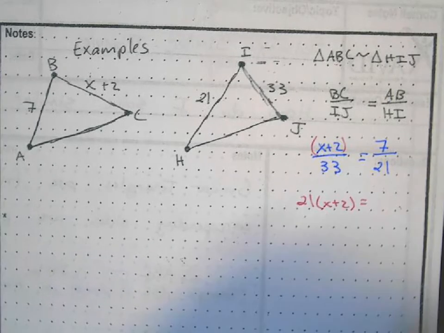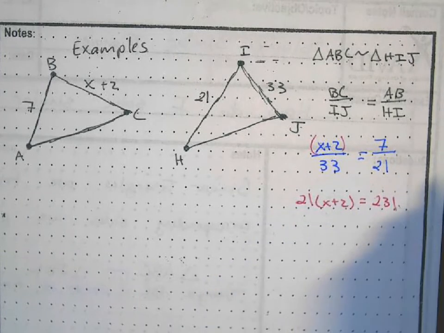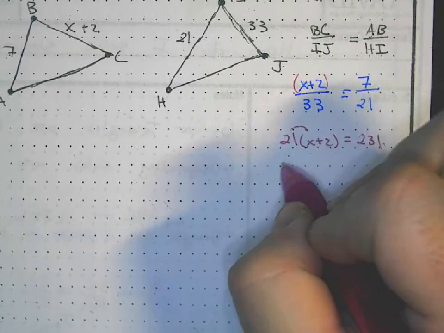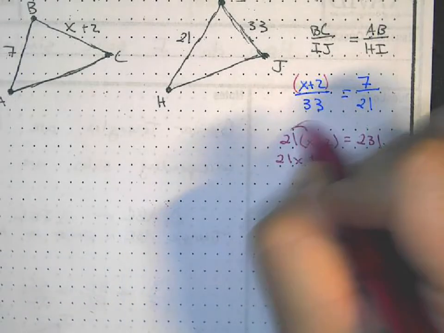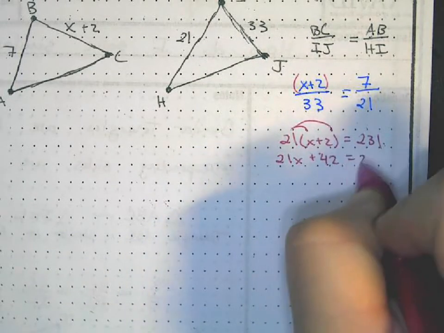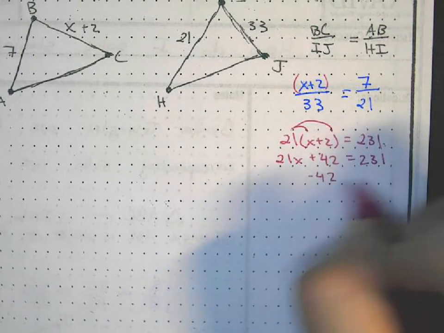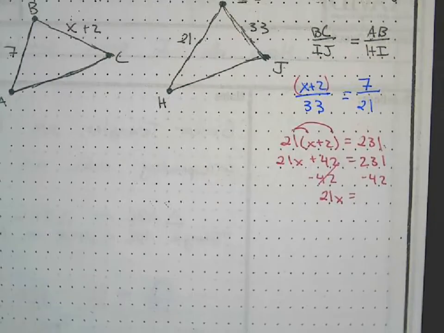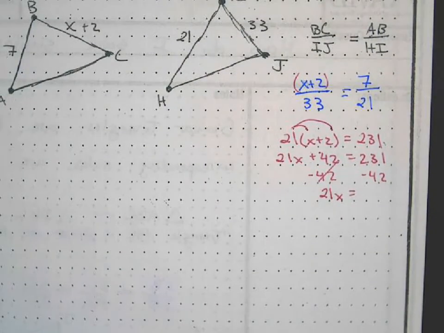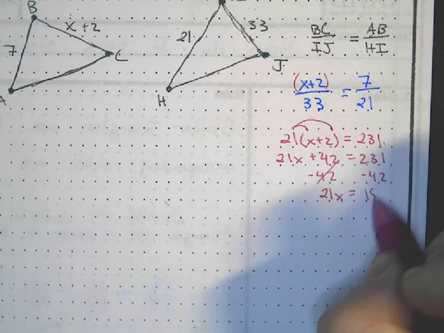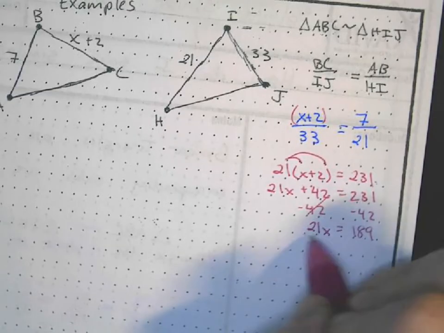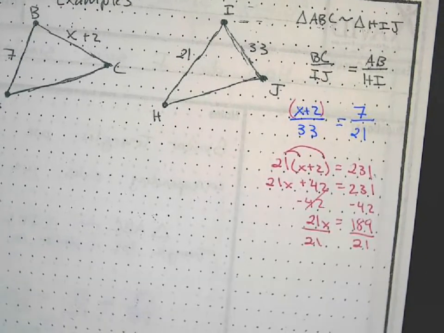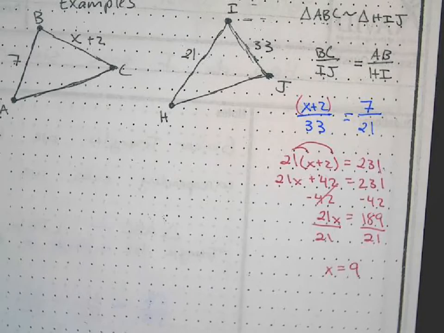33 times 7 is 231. Now we'll distribute. So I have 21x plus 21 times 2, which is 42, equals 231. Subtract 42 from both sides. Those cancel out, and we have 21x equals 231 minus 42. It's 189. Then we'll divide both sides by 21. And we get x equals 9. Like so.